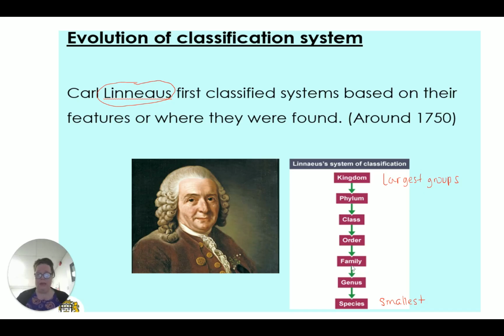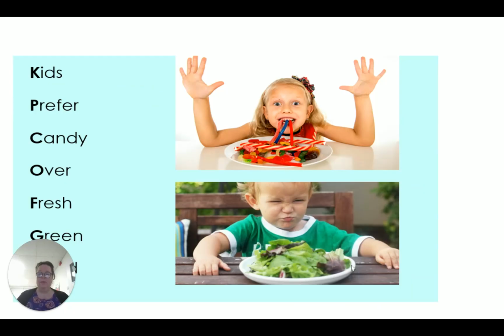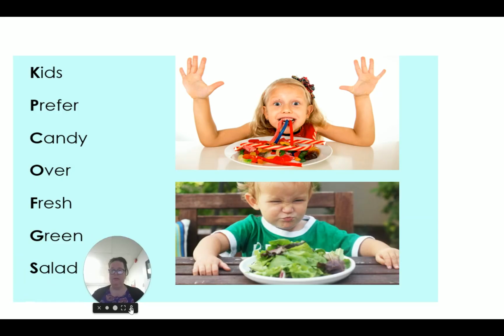Right, you have to know these and you have to know them in order. There's several different ways of remembering it, but I'm going to put one up for you. So, kids prefer candy over fresh green, and then I'm right at the bottom. I don't know if I can move me. Fresh green salad. There we go. Okay, kids prefer candy over fresh green salad.